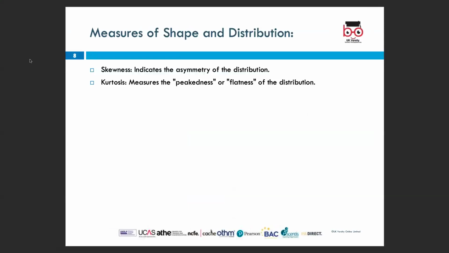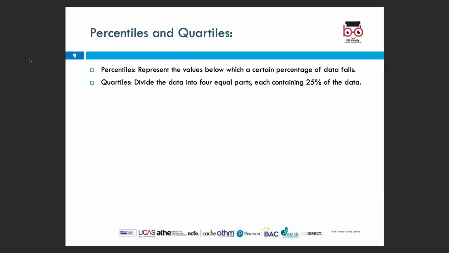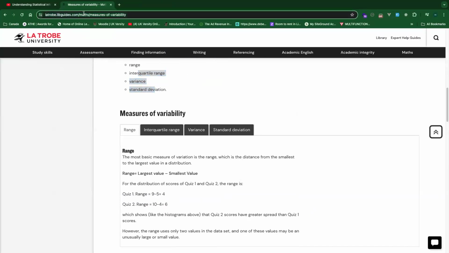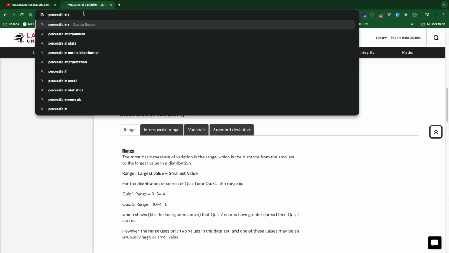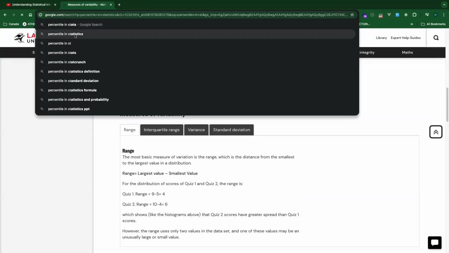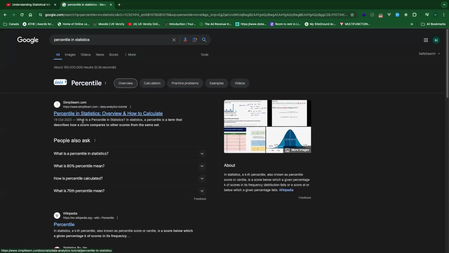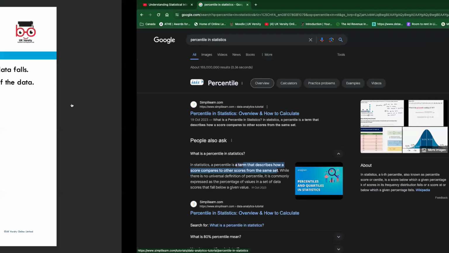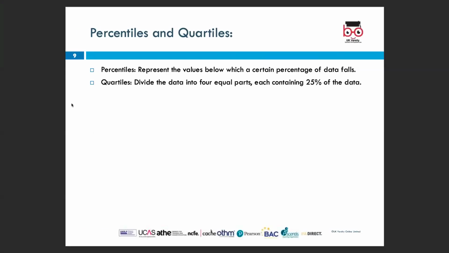So yeah. Percentiles and quartiles. Percentiles represent the values below which a certain percentage of data falls. That's what percentile means. And we have quartiles, which divide the data into 4 equal parts, each containing 25% of the data.